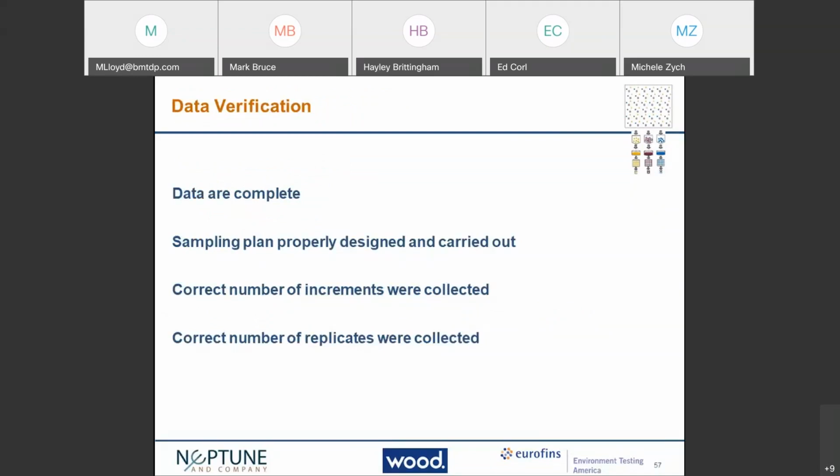So most of you are already familiar with data verification for discrete sampling, and the process is going to be similar with incremental sampling. So of course, making sure that the data are complete and that the sampling plan has been properly designed and carried out. And for ISM, this means both ensuring that the correct number of replicates were collected and also that the correct number of increments were collected for each.